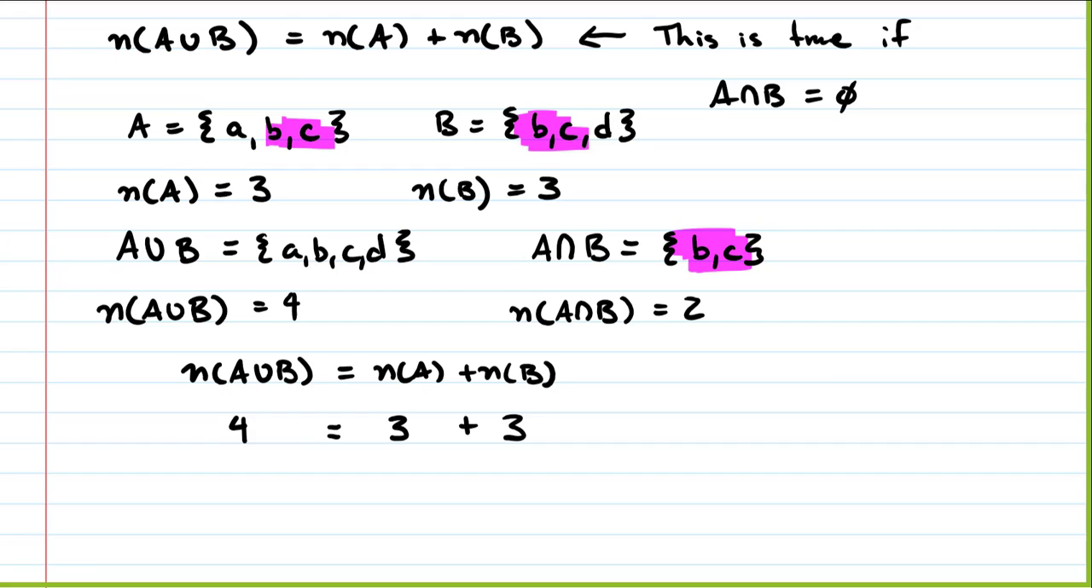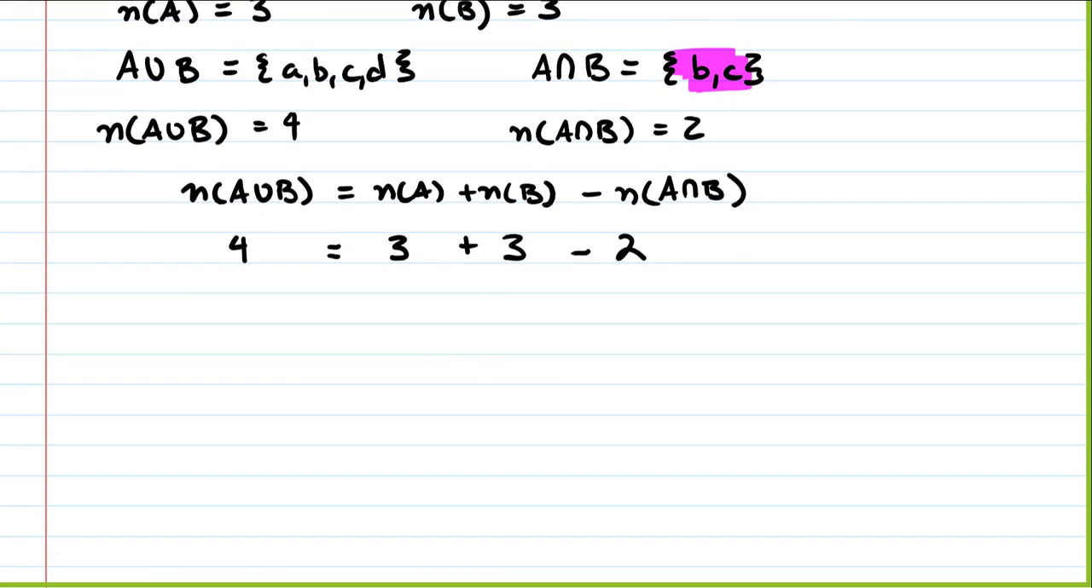So that means I overcounted. And how much did I overcount by? Well, if I counted B, C twice, that means I overcounted by 2. So to correct this, I would need to subtract the things that they have in common, or 2. So the number of things in A union B is equal to the number of things in A plus the number of things in B minus the number of things that they have in common.